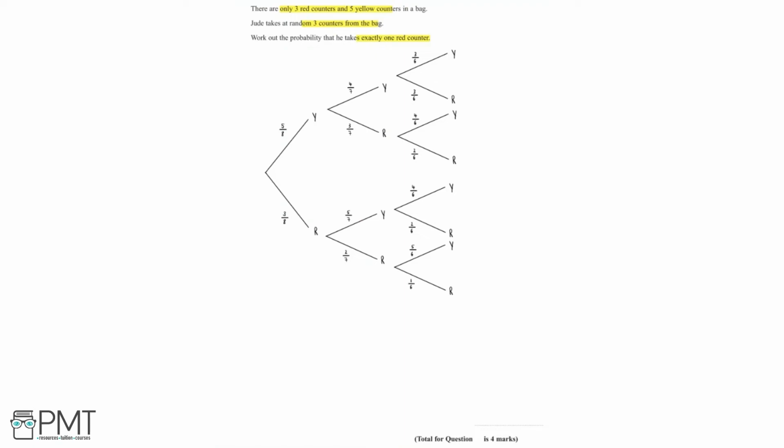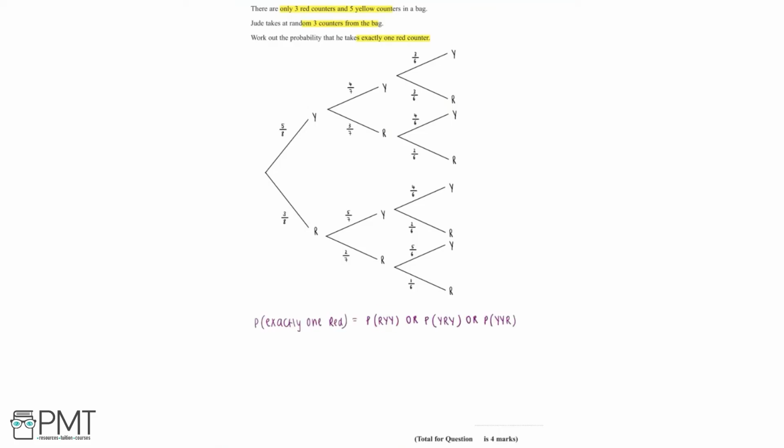And so we now have a fully complete tree diagram, which represents the first time he takes a counter, the second time he takes a counter, and the third time he takes a counter. And we can use this diagram in order to help us work out the probability that he takes exactly 1 red counter. Let's consider what it means for Jude to have taken exactly 1 red counter. If he takes exactly 1 red counter, that means he can only have picked red 1 time. And so the different combinations for that would be picking red first and then yellow, or picking yellow first and then yellow, or picking yellow first and then red.